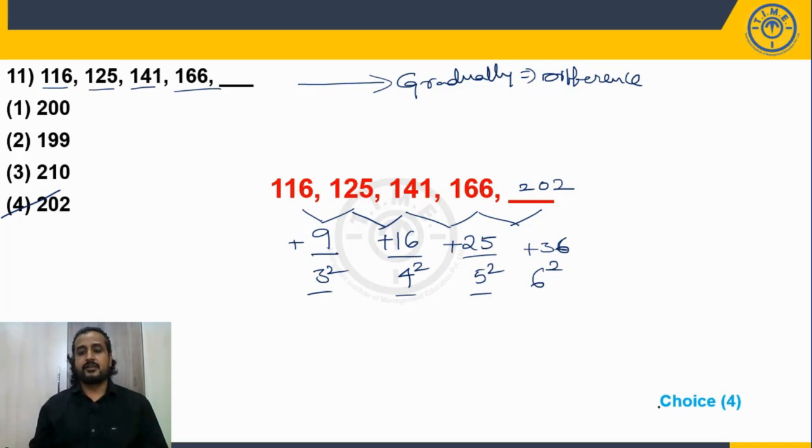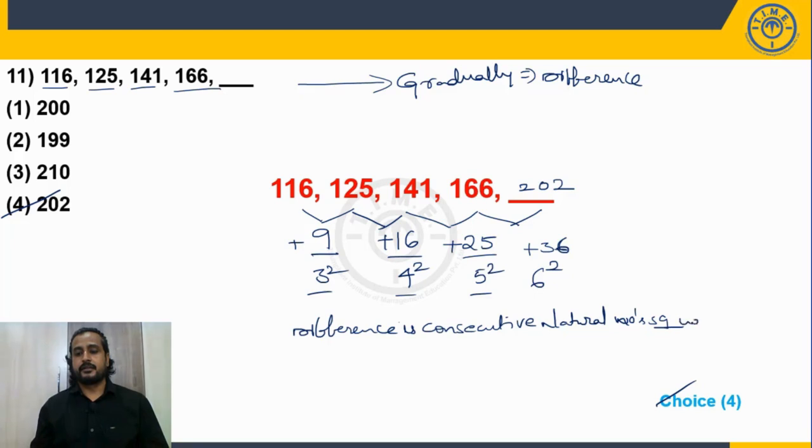So choice 4 is my answer. Choice 4. So what is the logic here? The difference is consecutive natural number squares. Natural number squares.